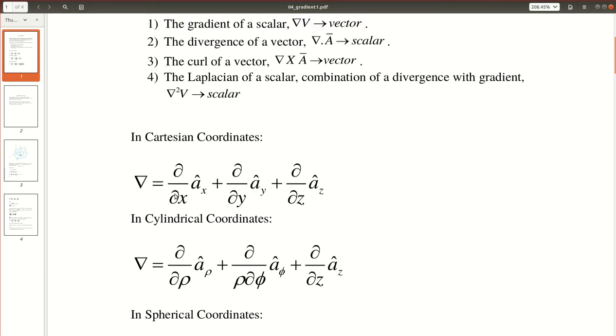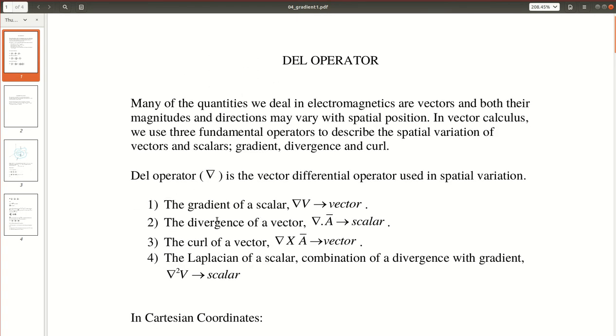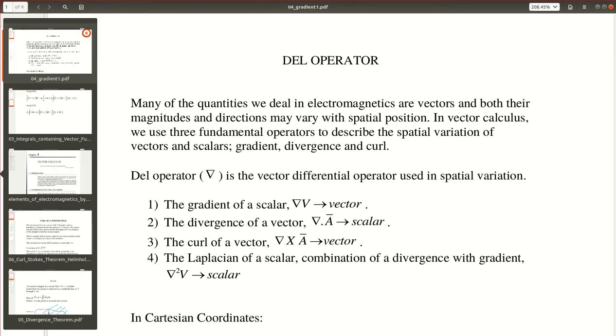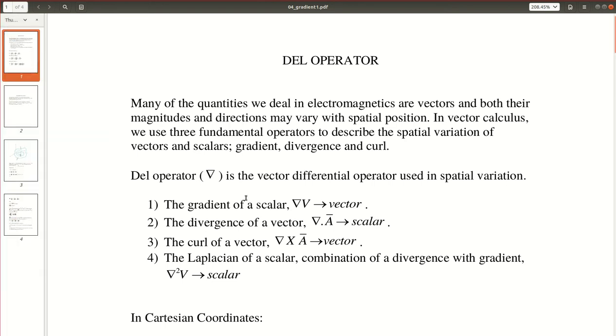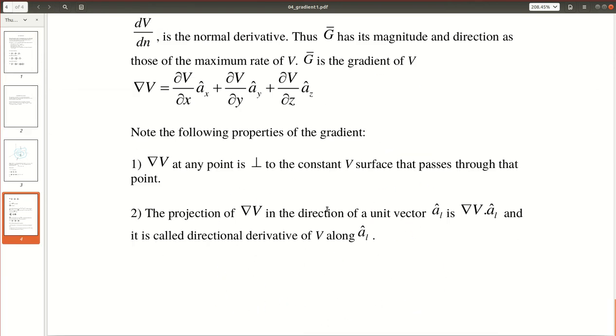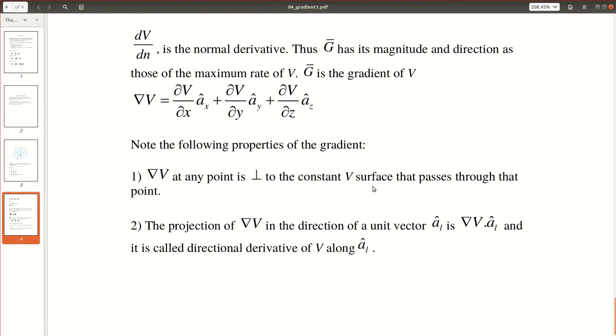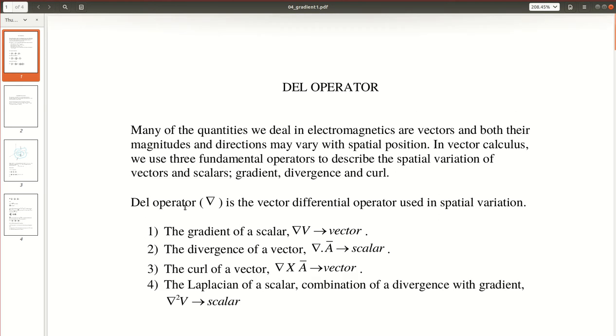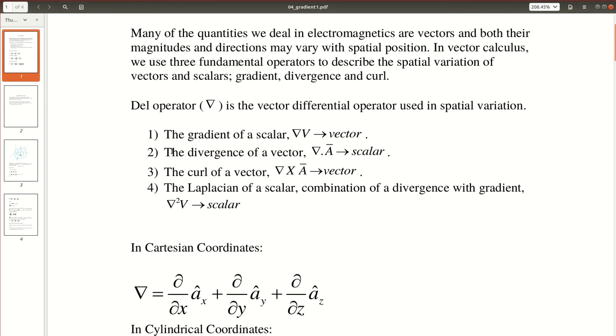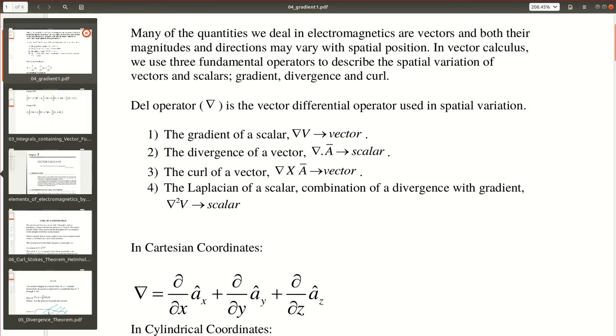Okay, now here we spoke about the gradient of a scalar. Now let's go to the divergence, which gives you a scalar. Here the gradient gives you a vector which is perpendicular to the surface that passes through the point. The second one is the divergence. Let's go to the divergence.